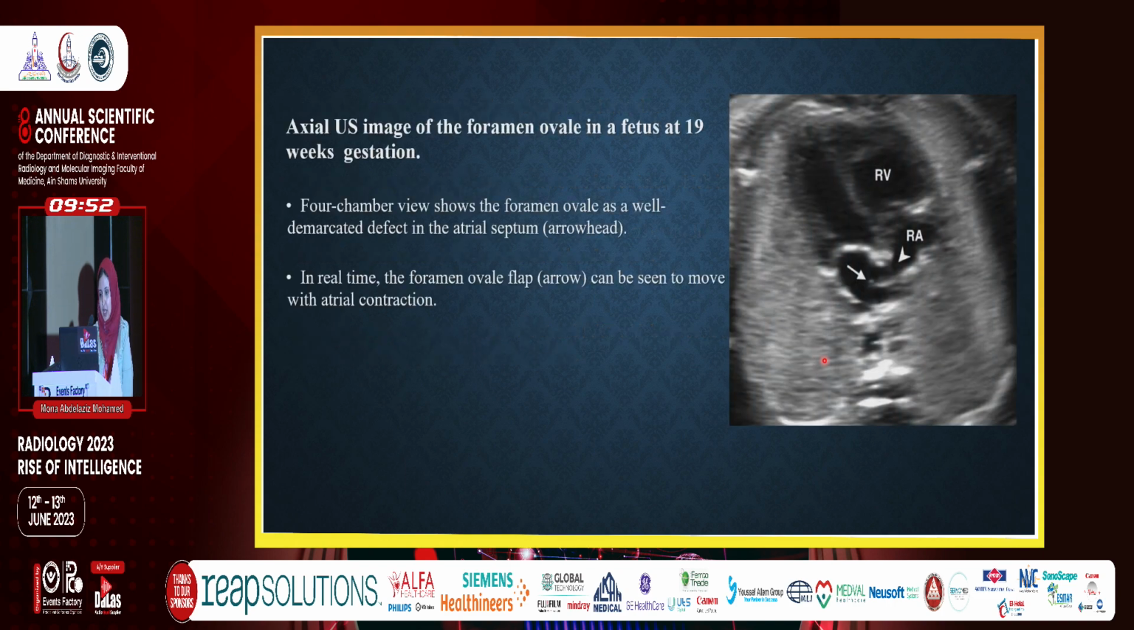This is another axial image to show the foramen ovale at 19 weeks gestation on the four-chamber view. It's here represented by this white arrowhead, as a defect in the atrial septum, and we can see the movement of the foramen ovale flap moving with the atrial contraction.